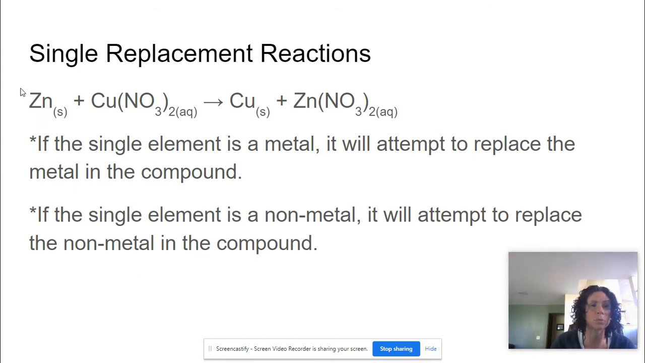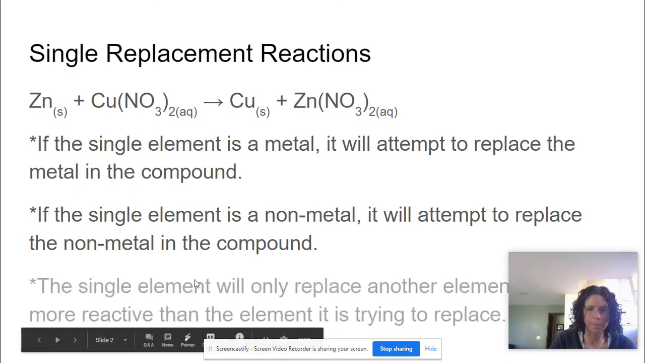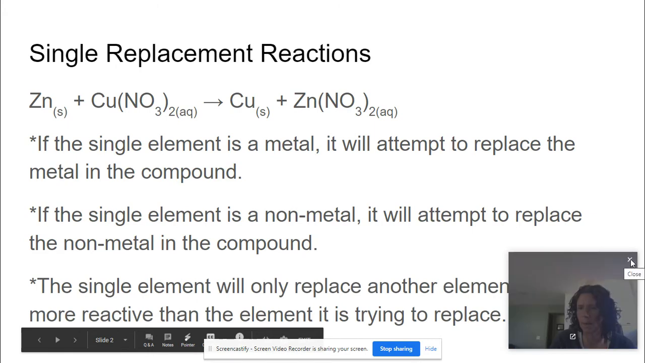If we are doing a reaction in which the single element is a nonmetal, so let's say, for example, this was fluorine, then it would be attempting to replace the nonmetal, or the anion, in the compound. We'll show some examples of that later. Okay, I'm gonna go ahead and close this window here.